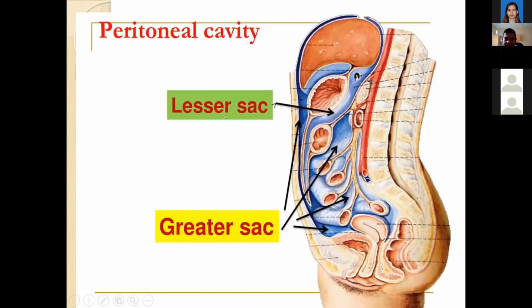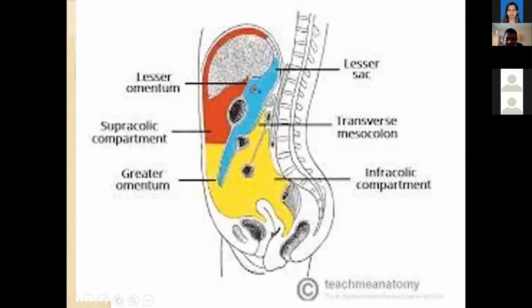The greater sac and lesser sac are more obvious to show in these pictures, where they are located, and this one further divides into supracolic and infracolic. So, upper and lower. So that's why in laparotomy you always hear your surgeon say, oh, there is a collection in the infracolic compartment or supracolic area. So this is the area that suggests supracolic, infracolic, and lesser sac.